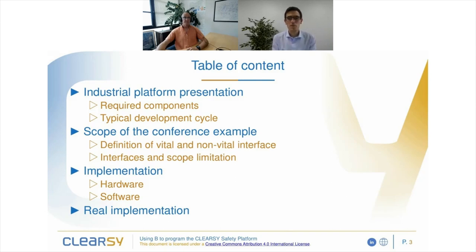We'll refine the level crossing example in order to define what is vital and non-vital in terms of interfaces and how to implement it within the scope of this conference. Then we will dive inside the implementation for both hardware and software. And finally, we will see a real implementation with a physical mock-up with 3D printed barriers and some motors.